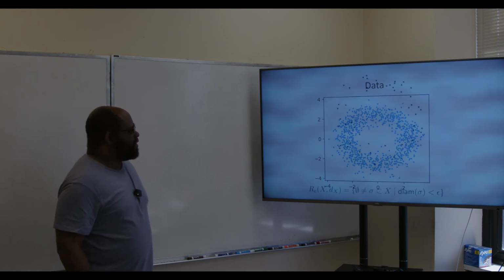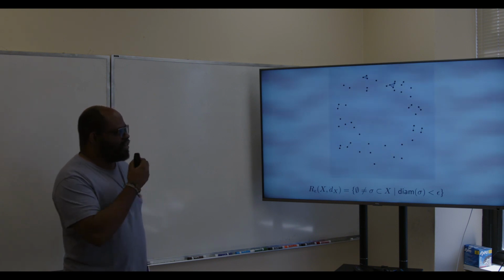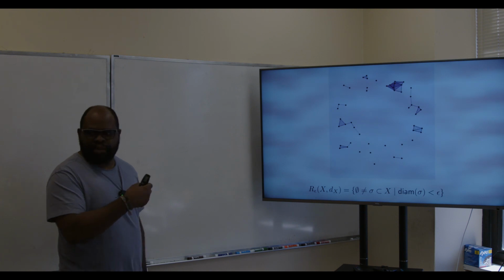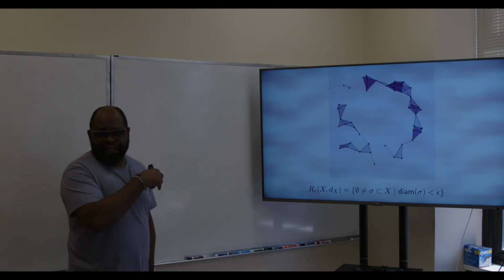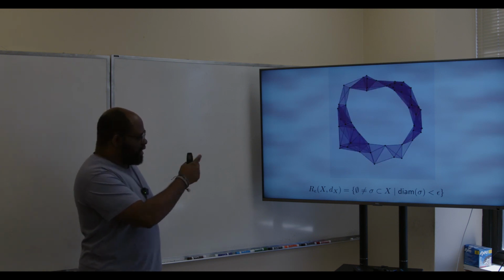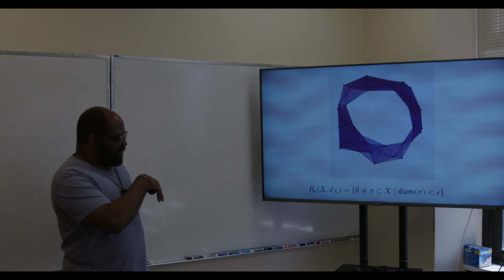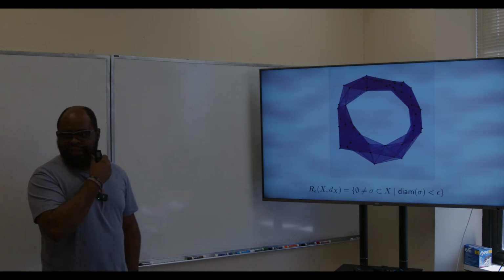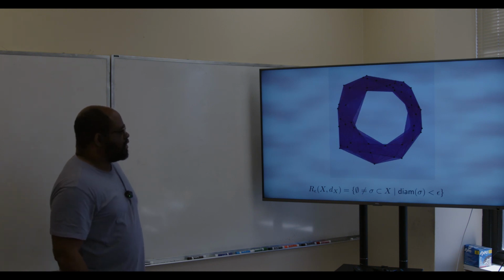So the typical vehicle for computing shape descriptors for data is something like the Rips filtration, which is this family of simplicial complexes where your data is just a finite metric space and you are using distance predicates to include simplices. Okay, so this is the simplest construction.